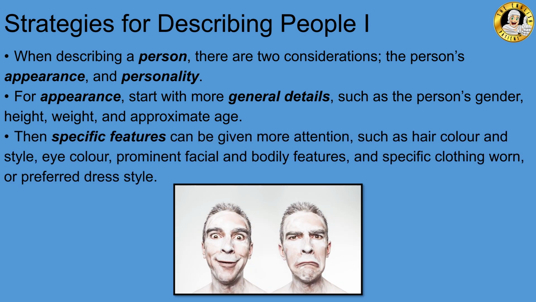Then you want to look at more specific features, such as their hair color, their hairstyle, their eye color, any prominent facial features, any prominent or noticeable bodily features. You should talk about specific clothing that is worn if you're describing what they are wearing today, for example, or in the picture. Or if you're describing their general dress style, you could talk about their general dress style.